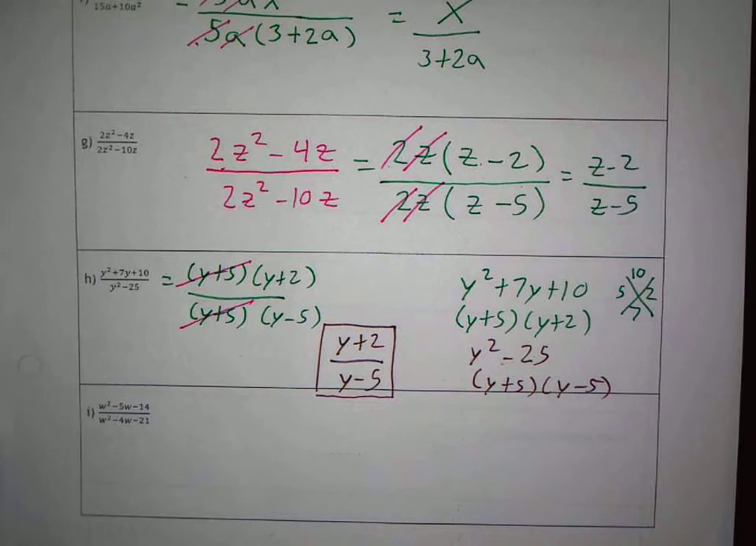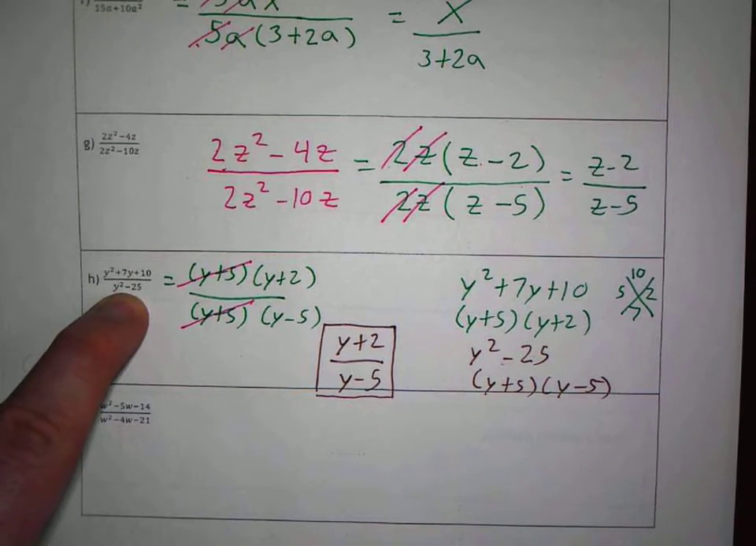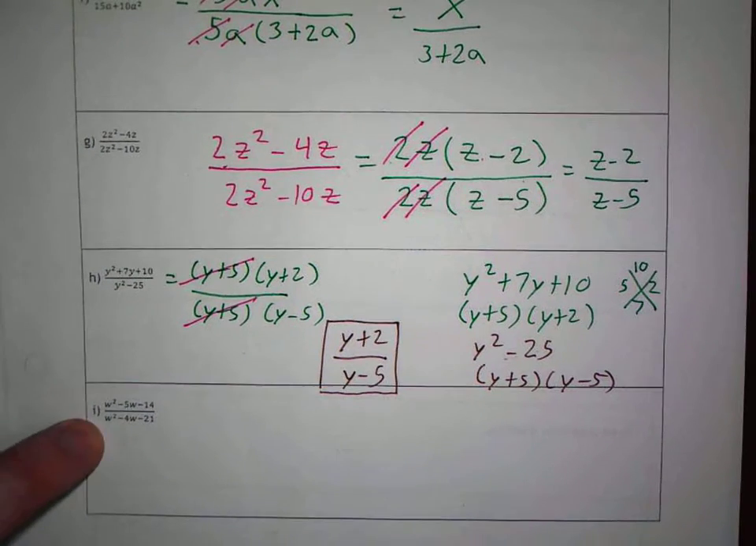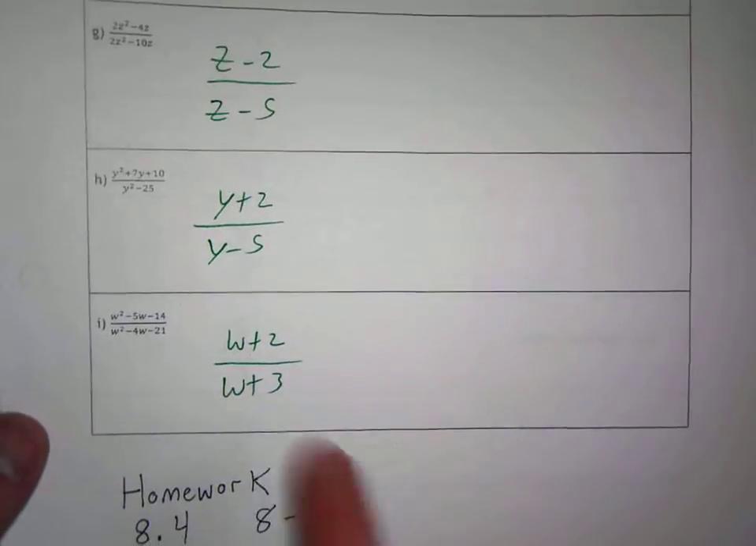Okay, so I did that one for you. I want you to try I, which is very, very similar. The only difference is that this is a perfect square, where both of these are quadratic trinomials. Okay? And when you're done, you should get something that looks like that. Okay? So go ahead and try it.